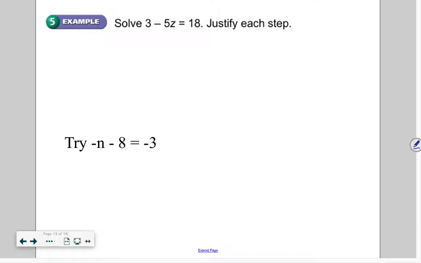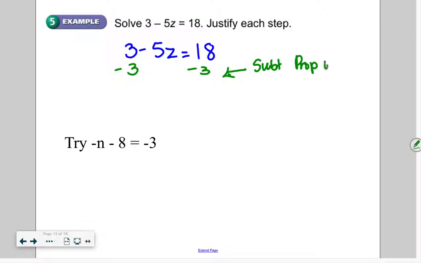Same thing. 3 minus 5z equals 18, supposed to justify our steps. So what's the first thing we're going to do? Subtract 3. What property is that? Subtraction property of equality. What's being left behind? Negative 5z equals 15.